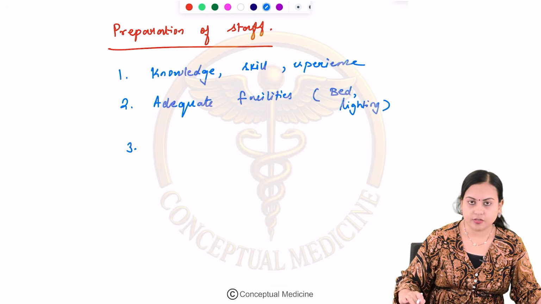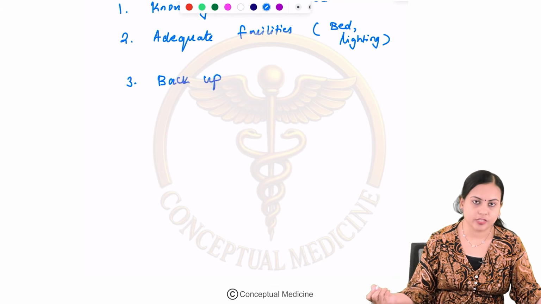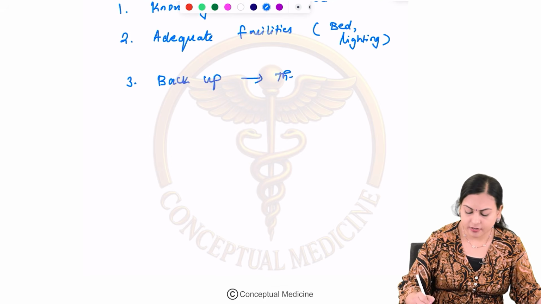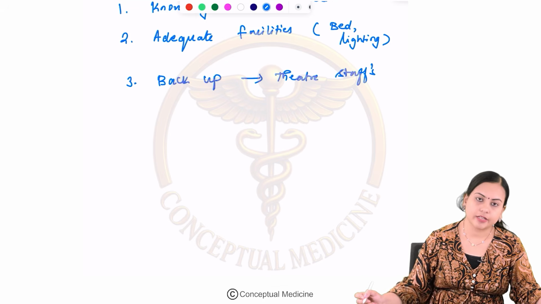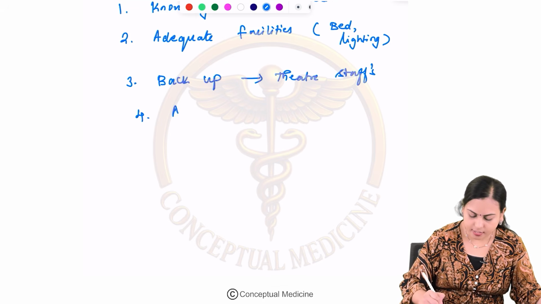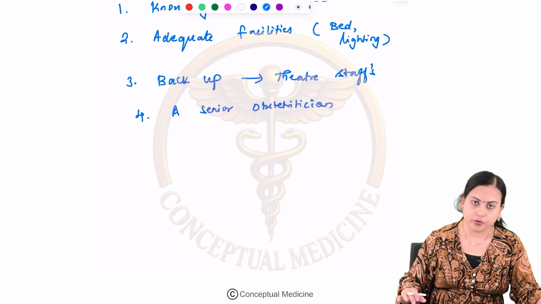And always remember to have a backup plan if the operative vaginal delivery is going to fail. That is, you have to alert the theatre staff to keep the theatre ready for cesarean section as well, right? And a senior obstetrician should be present if this is being performed by a junior obstetrician.